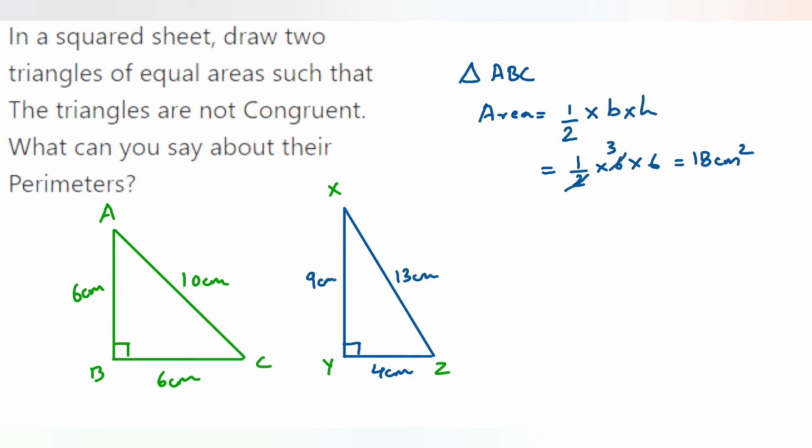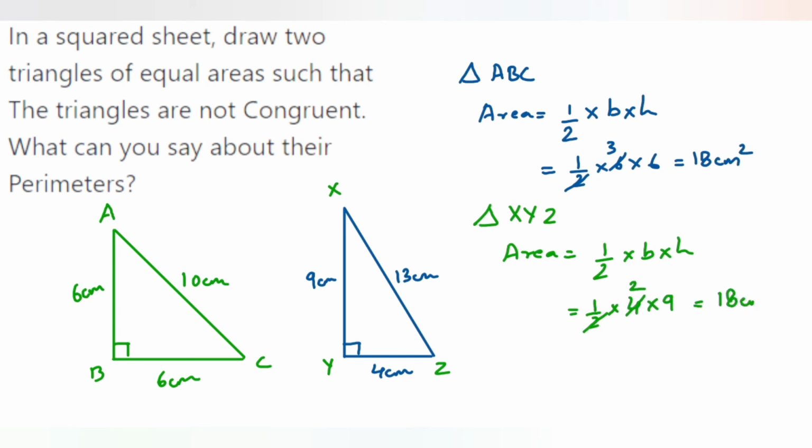Similarly, we're going to find out the area of triangle XYZ. So for triangle XYZ, area will be equal to half into base into height. Same formula. So base is 4 centimeter and height is 9 centimeter. We can cancel them. We'll get again 18 centimeter square. So areas are equal. We have got the triangles with the same area.